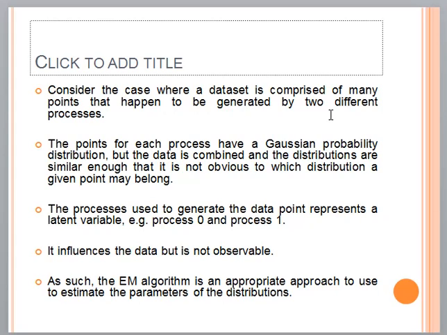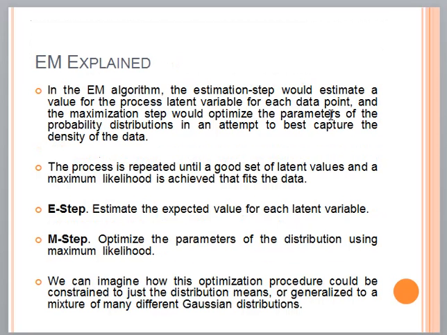The processes used to generate the data points represent the latent variable, right? For example, we have two processes, 0 and 1, and these processes, which are generating the data sets, are the latent variables. They influence the data but are not observable. So we have seen that they have an impact on the data, but they are not observable. As such, the EM algorithm is an appropriate approach to use to estimate the parameters of the distribution.